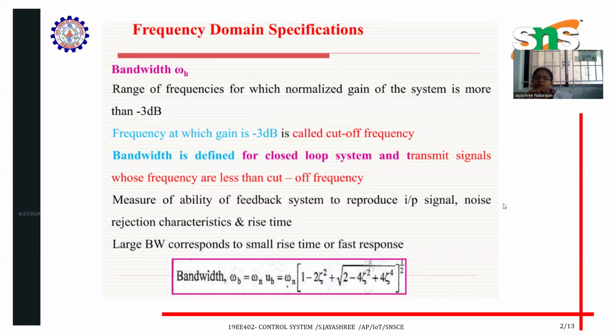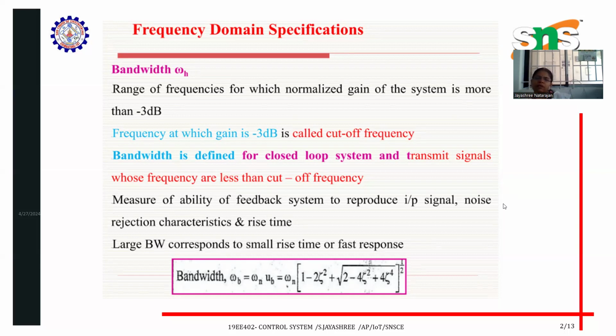So bandwidth, what is my bandwidth? Bandwidth is defined for a closed loop system and it transmits signals whose frequency is less than the cutoff frequency. So that is less than 3 decibels. The frequency at which gain is 3 decibels, we call it the cutoff frequency. The signals which are less than the cutoff frequency, we call it the bandwidth.